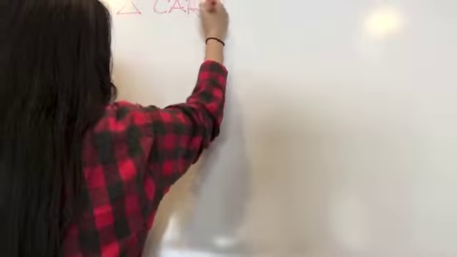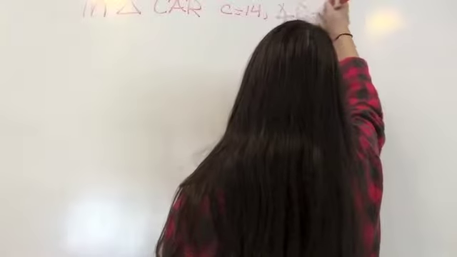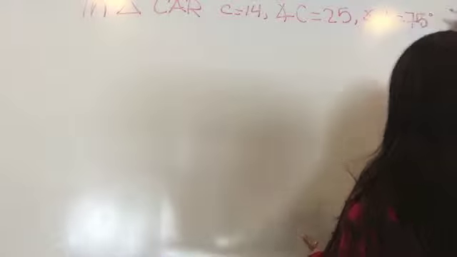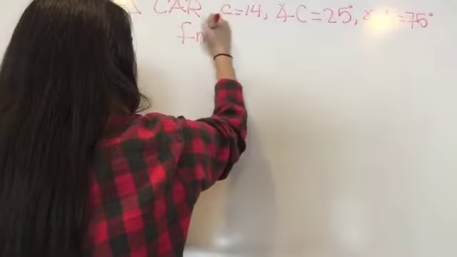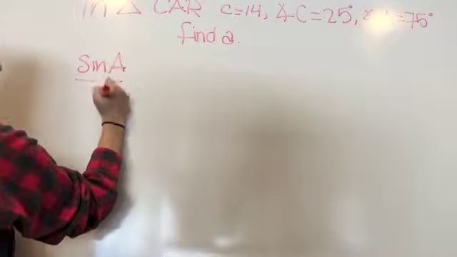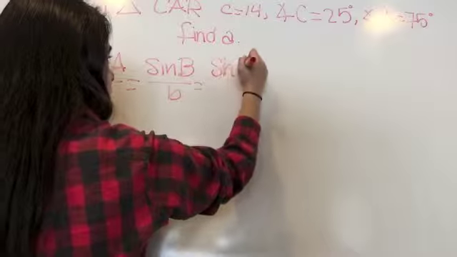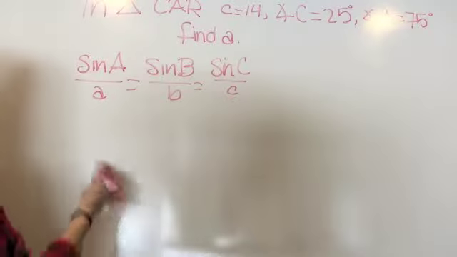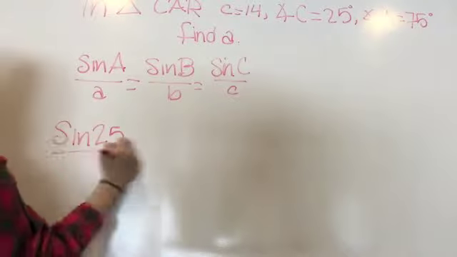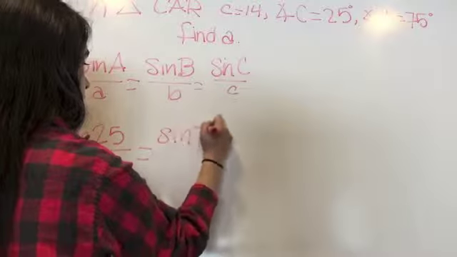Our next example is another law of sines example. In triangle CAR, find side A. We will begin by writing out the law of sines. Sine of A over A equals sine of B over B equals sine of C over C. Next, we will write in the corresponding values for our equation. Sine of 25 over 14 equals sine of 75 over A.